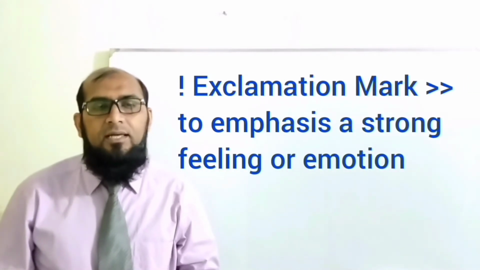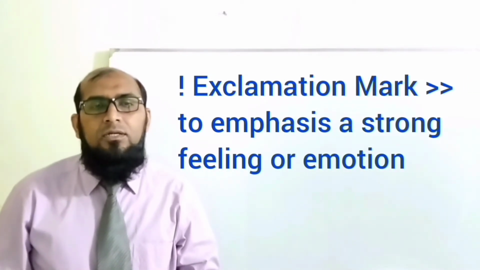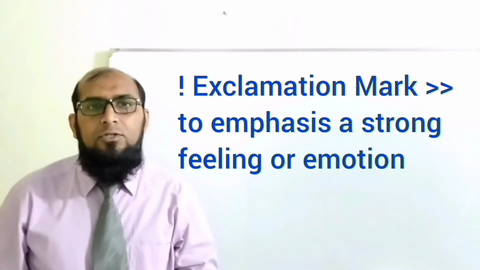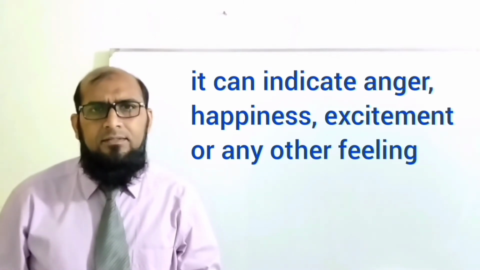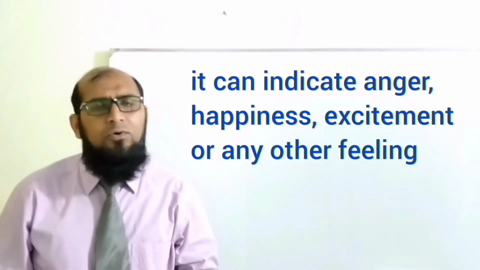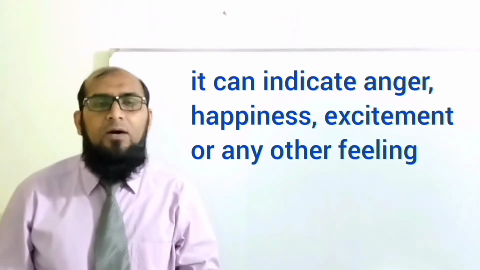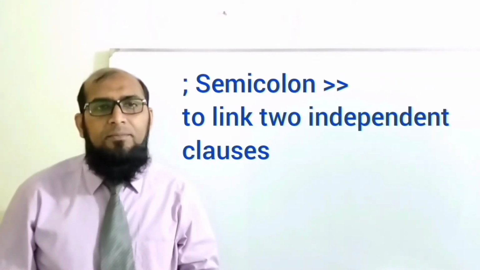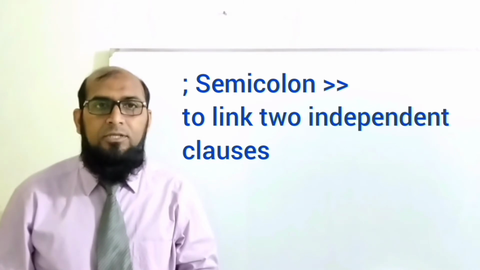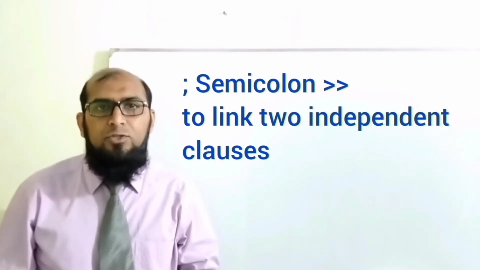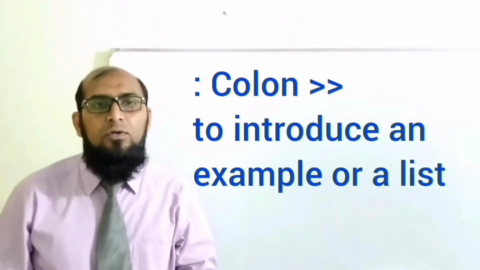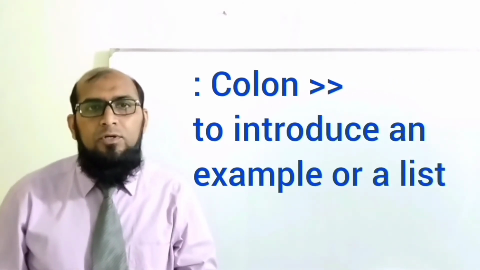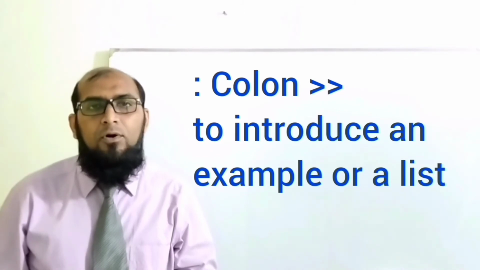Now we can see exclamation mark. We use exclamation mark to emphasize a strong feeling or emotion. It can indicate anger, happiness, or excitement, or any other feeling. Now you can see semicolon, and we use semicolon to link two independent clauses. Yes, you can see colon. We use colon to introduce an example or a list.